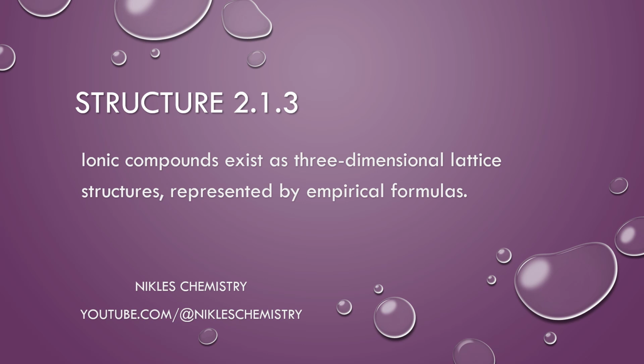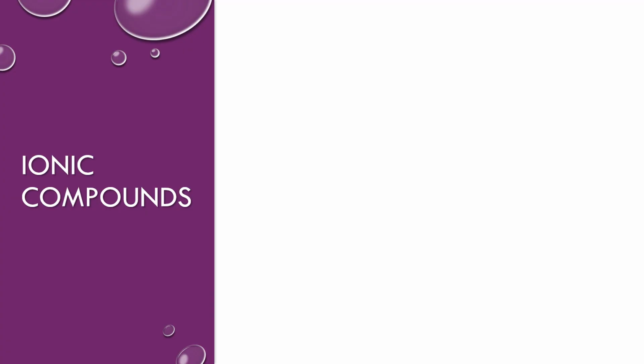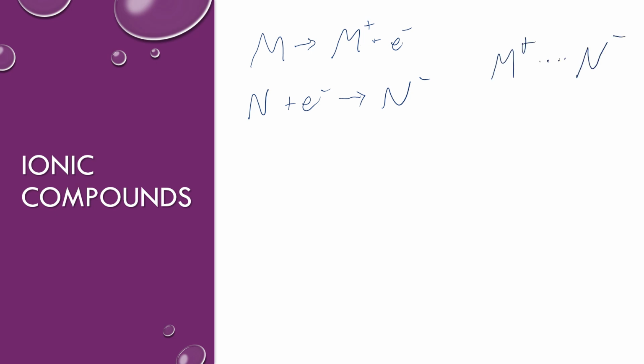Hello, today we're going to talk about structure 2.1.3, and this is all about the structure and properties of ionic compounds. So I just want to remind you that ionic compounds form typically from a metal and a nonmetal, because the metal is going to be losing an electron to form a positive charge, and then the nonmetal, I'll use N for nonmetal, is going to gain the electron or electrons to form a negative charge. And then the opposite charges will attract each other. We call that electrostatic attractions, and that forms the ionic bond.